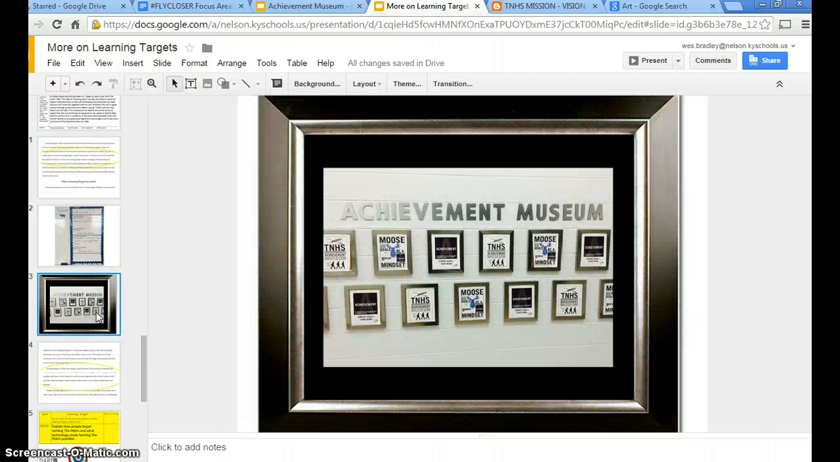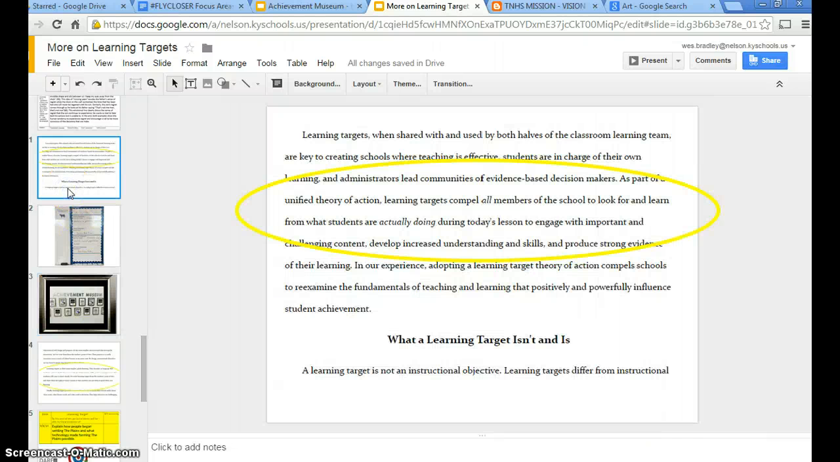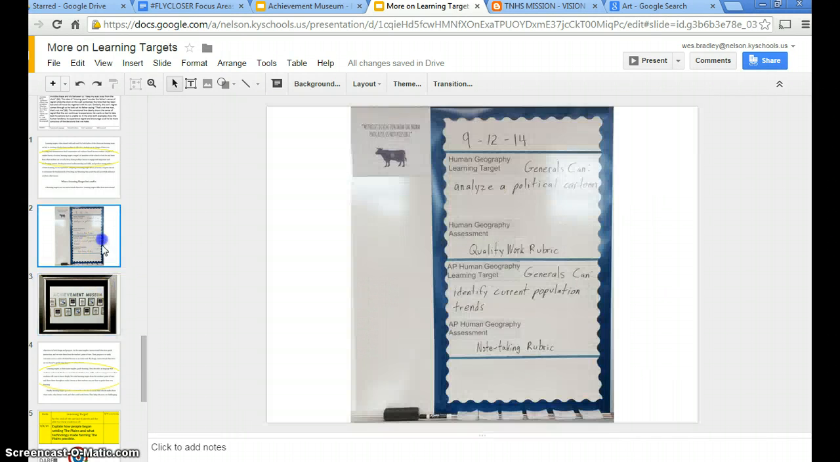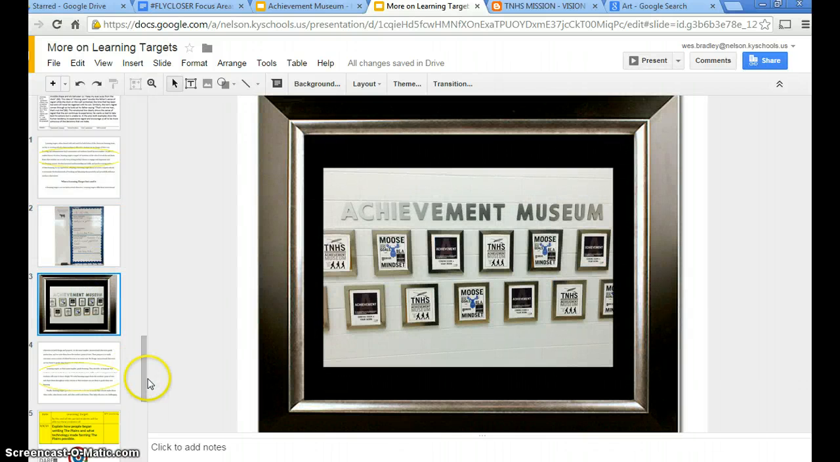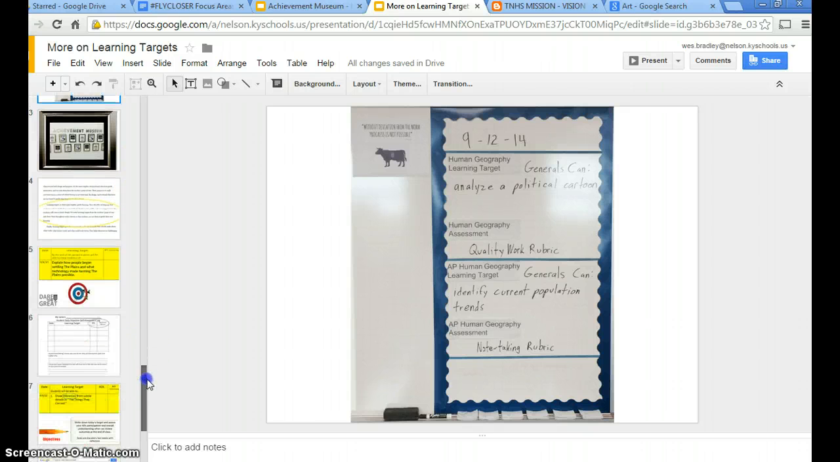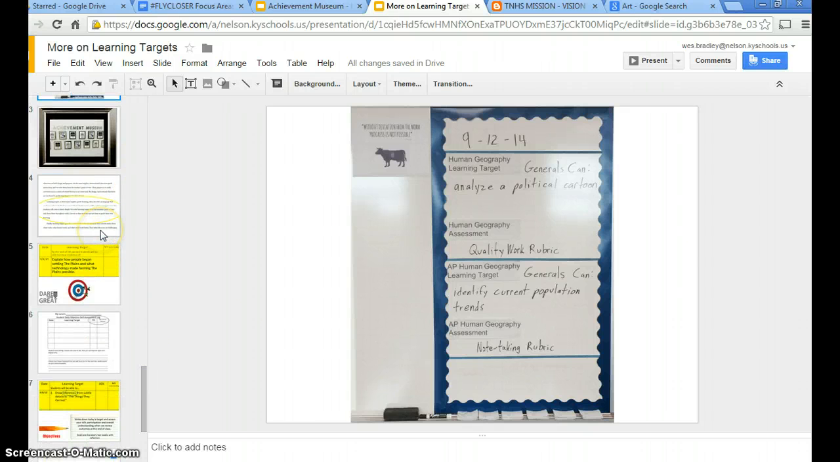The Achievement Museum is also a place where we are coming together in a unified way to look at the type of work that's going on in our classrooms. And these two examples here are one way that we are collectively learning together. Best way to learn what's going on in the school, be in the classrooms. Visit your peers in your hallway, see what their learning targets look like.